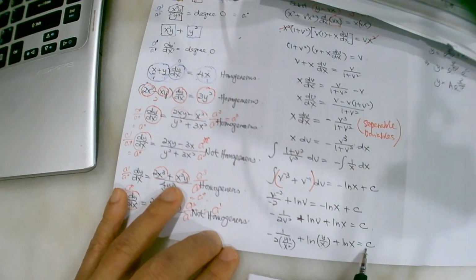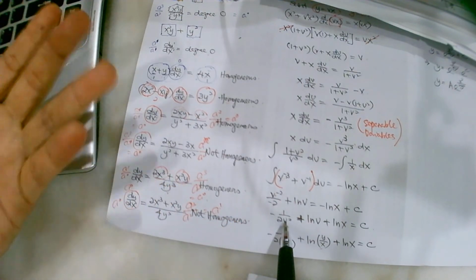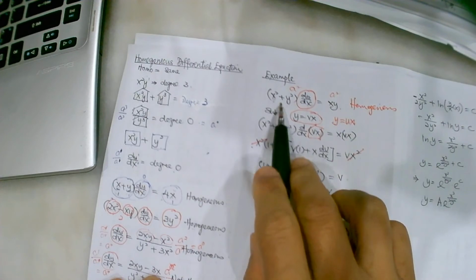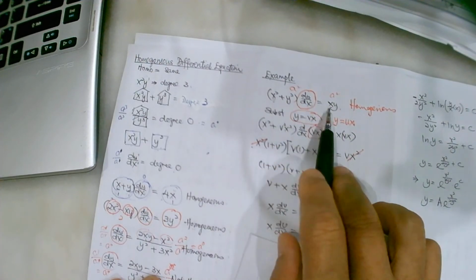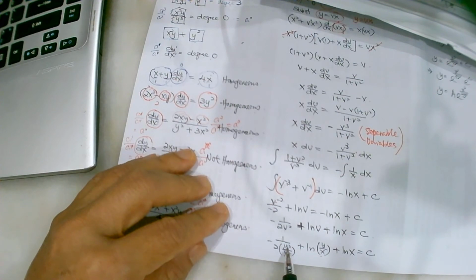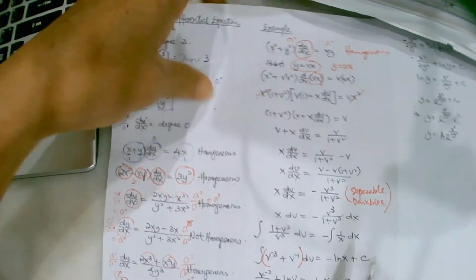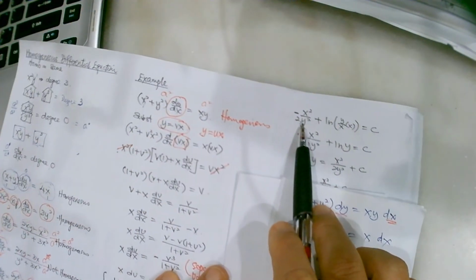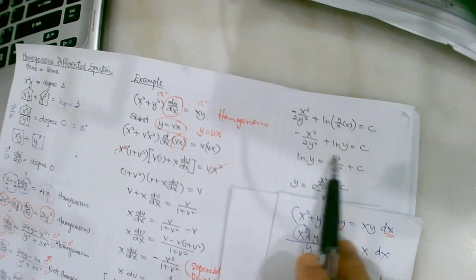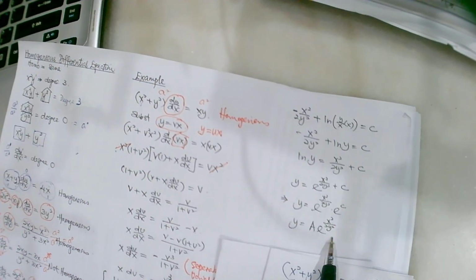Then after that, you have to change back the v to become y and x, because our differential equation is in terms of y and x. So you have to change back to y and x. So the v is y upon x. You just substitute, then after that you simplify. Then you will see that you get all this. You should know how to simplify, and you get this one. So finally you get this answer.